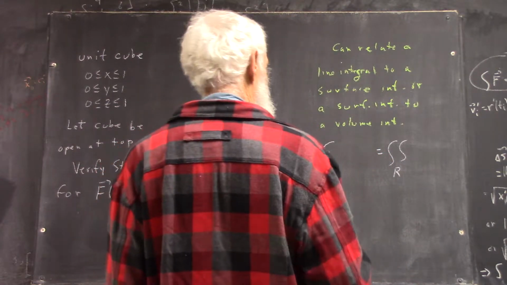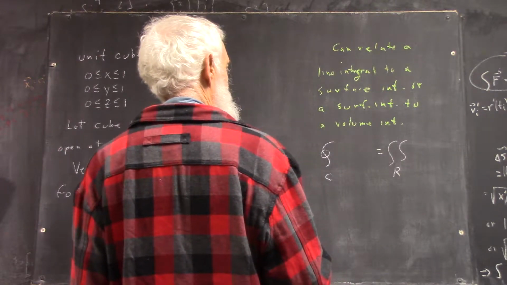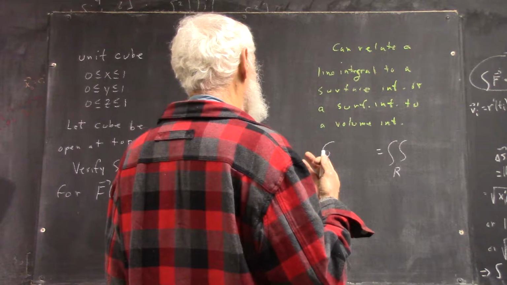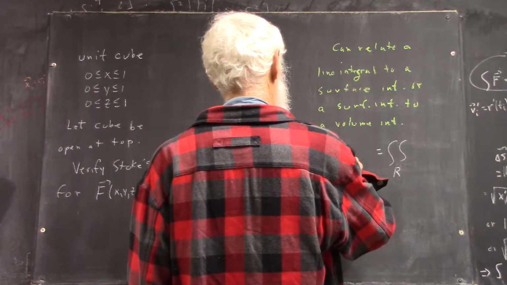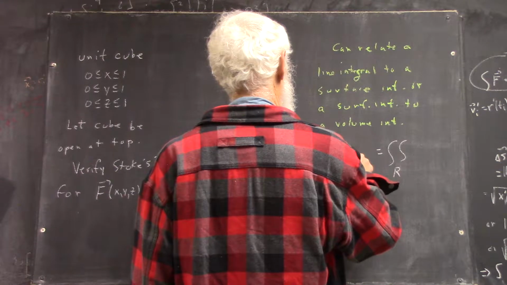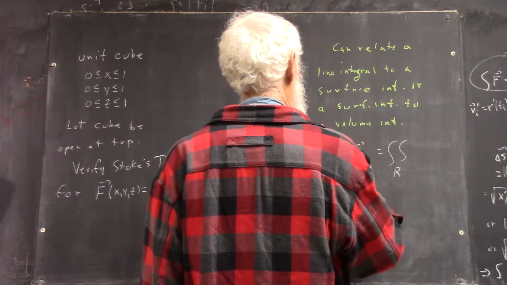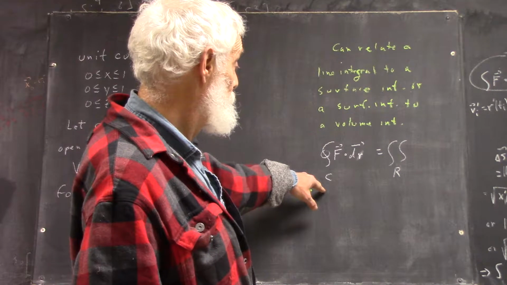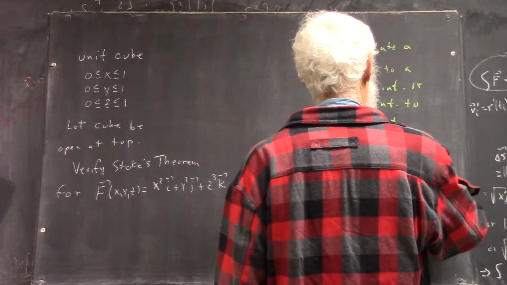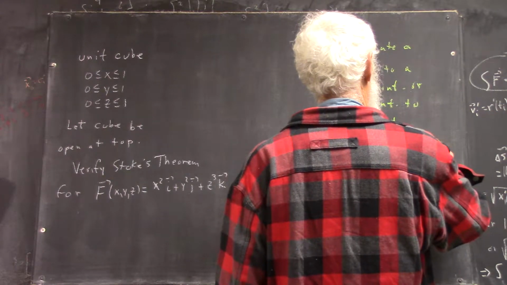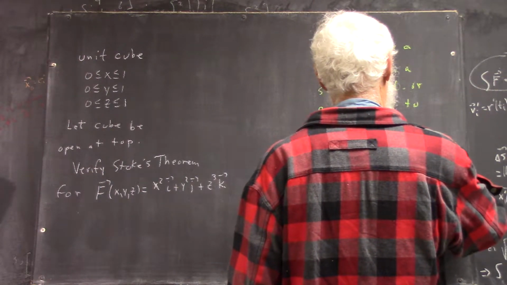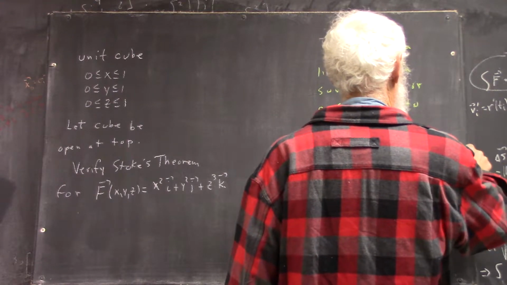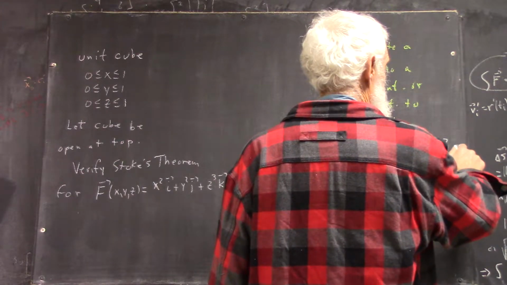Okay, well, this integral here, in the case of Stokes' theorem, actually, the book uses a dr. The integral of F dot dr over this curve should be equal to the integral of the curl of F dot n dS, where this is your surface area.